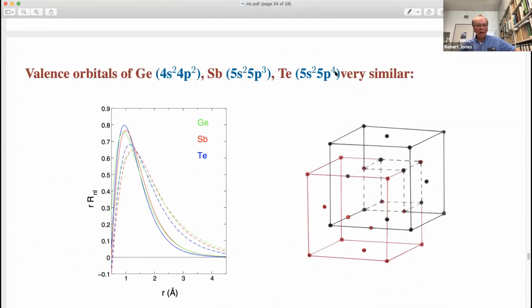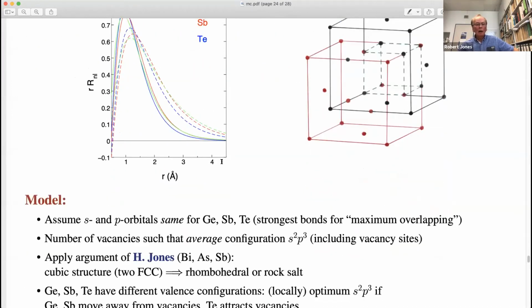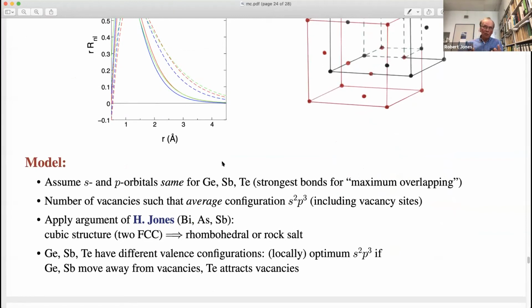And in fact, the valence orbitals of germanium, antimony, and tellurium are very similar. They have different numbers of these orbitals, but you look at these occupancies, and I've plotted them out, the atomic orbitals, and we see that these are very similar, S functions and P functions. Now, I ask you, in the principle of trying to find a model which helps you think about them, not to solve all the problems, but to think about particular ones.